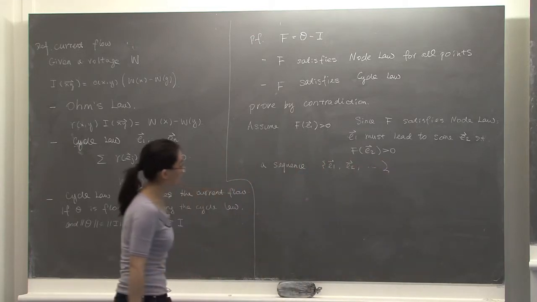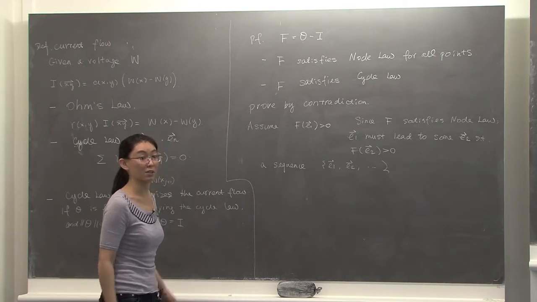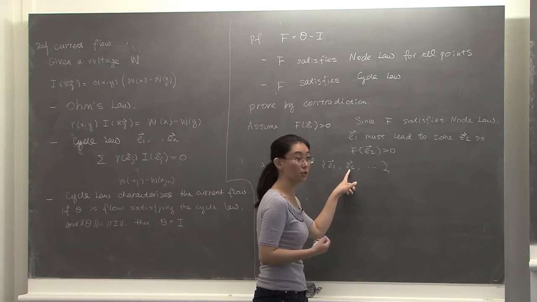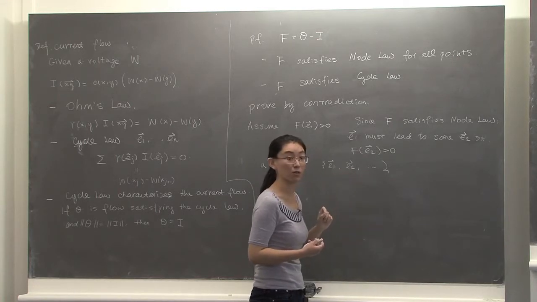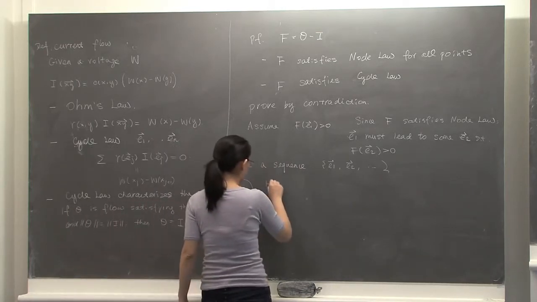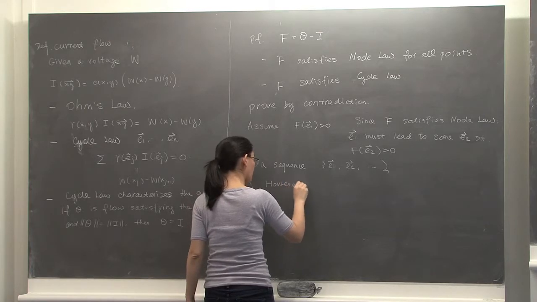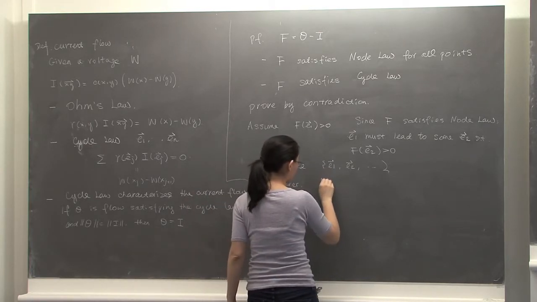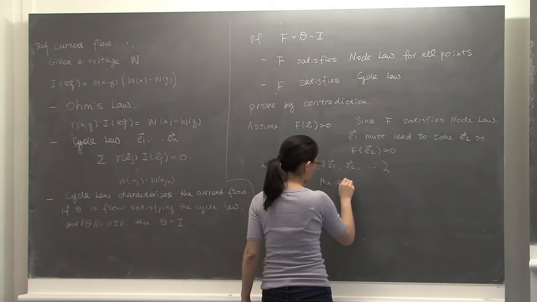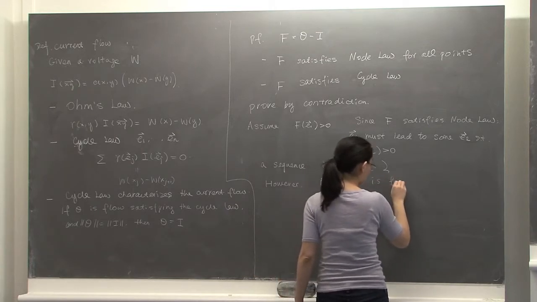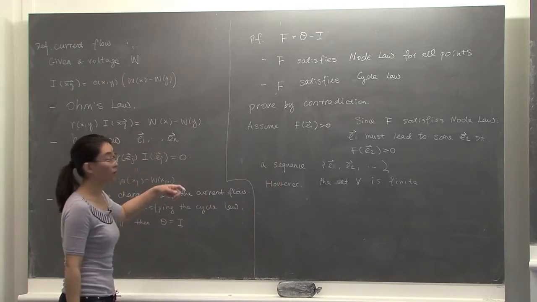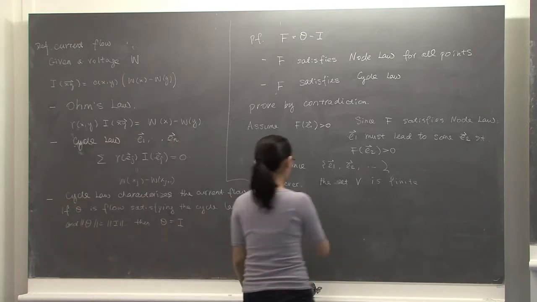And along this sequence, f is strictly positive on every edge. And the ending point of E1 is the starting point of E2, and the ending point of E2 is the starting point of E3. So this is how the sequence goes. However, we know that the state space is finite. So the set of vertices V is finite. This tells us this infinite sequence has to revisit some vertex.